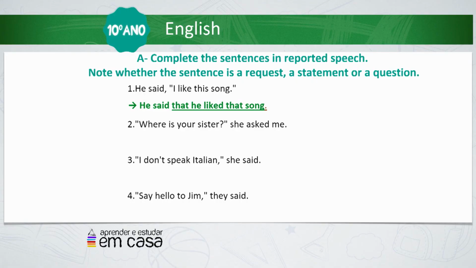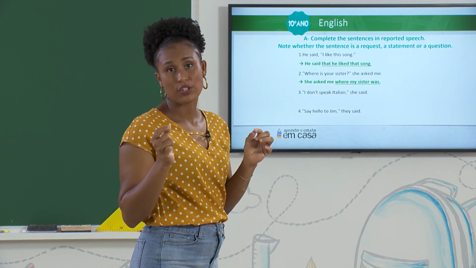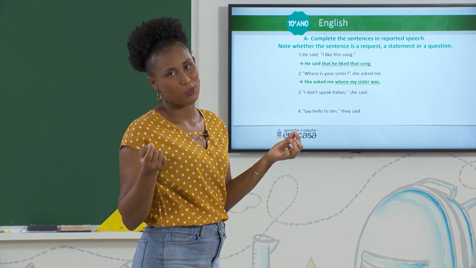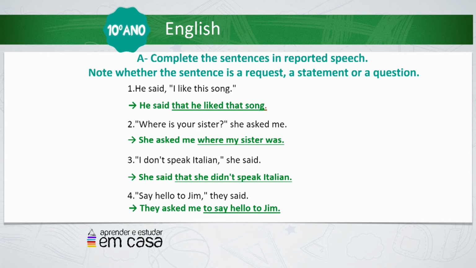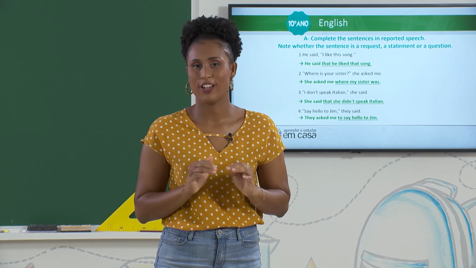2, where is your sister? She asked me where my sister was. This is a question. Remember when you have a question, it becomes a statement. Very good. 3, I don't speak Italian. She said that she didn't speak Italian. Very good. And last one, say hello to Jim. They said, they asked me to say hello to Jim. Easy, right? Yes, very easy.